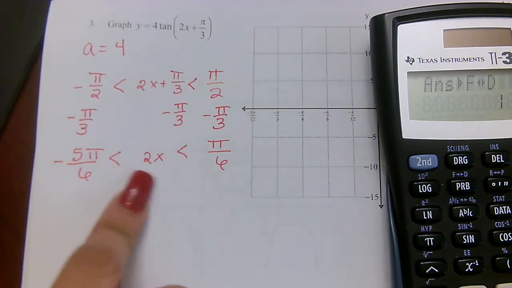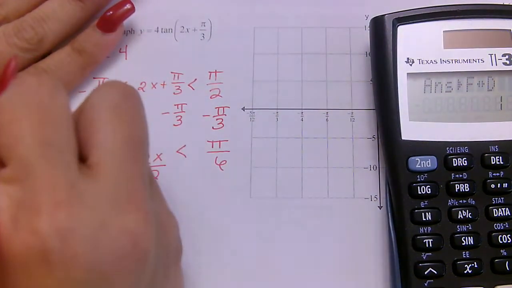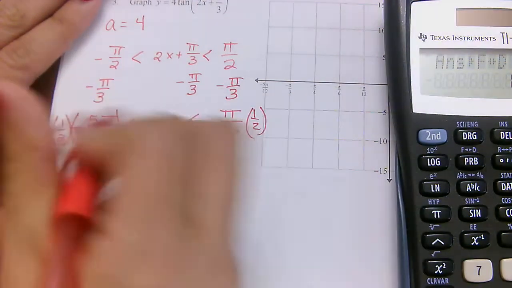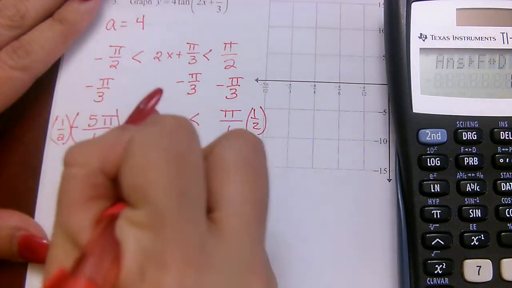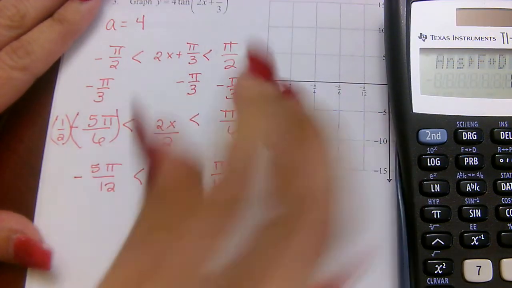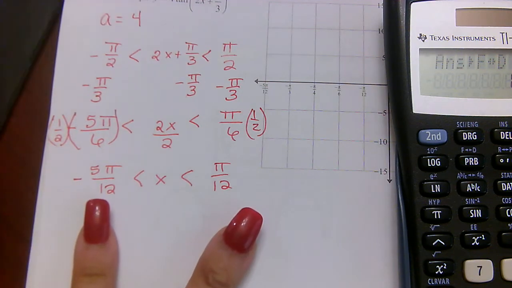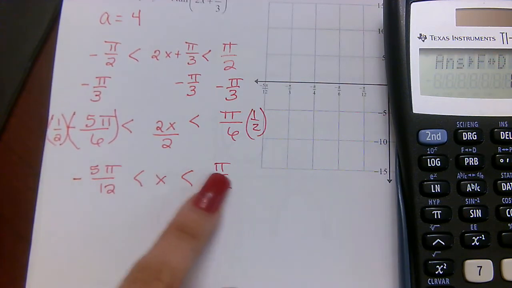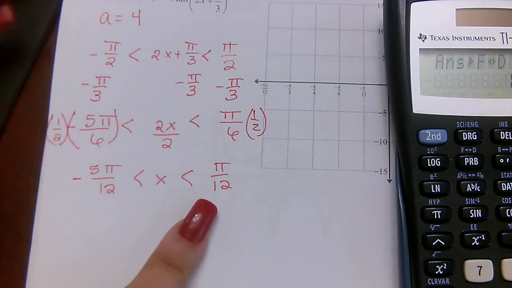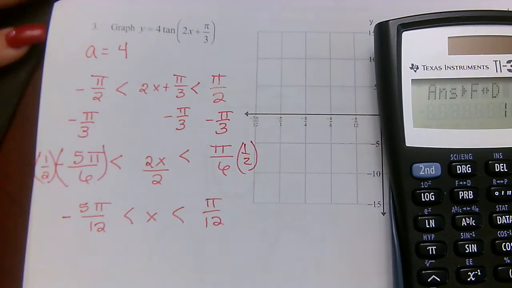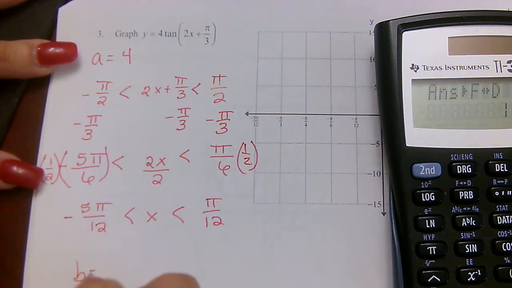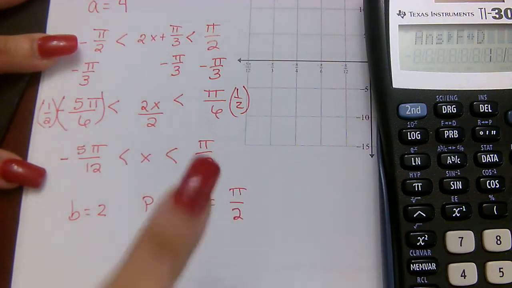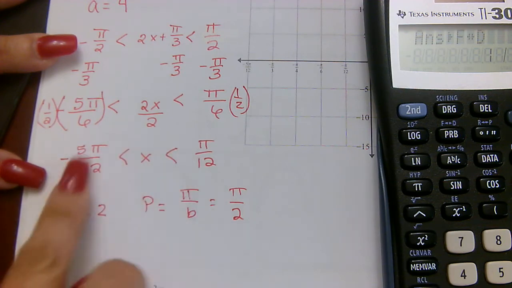We're not done yet. We still have a 2 here. We want to eliminate that, so we're going to have to divide everything by 2. This is not going to be subtraction here. Okay, so all I'm going to do is multiply. It will be negative 5 pi over 12 and pi over 12. If I look at the distance between these two, the difference between these two is 6 pi over 12, which is the same thing as pi over 2. So let's look at this. B here is 2, which means the period has to be pi over B, which is pi over 2. Here the period matches what your period would be here.